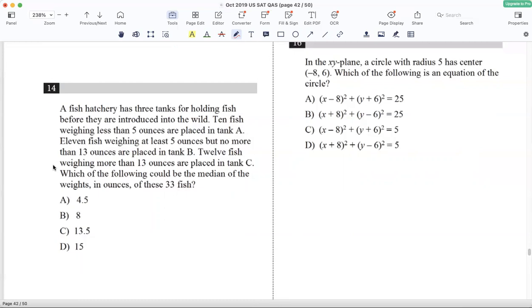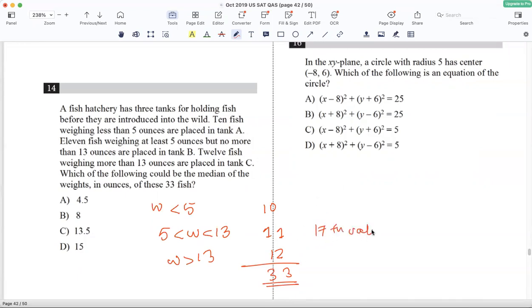Okay, so less than 5, you have 10 fish, where this is the weight. And between 5 and 13, you have 11 fish, and weight greater than 13, you have 12 fish. So the total is 33, right? So the median of 33 values will be the 17th value. So the 17th value will lie between 5 and 13. So that will be 8, right?